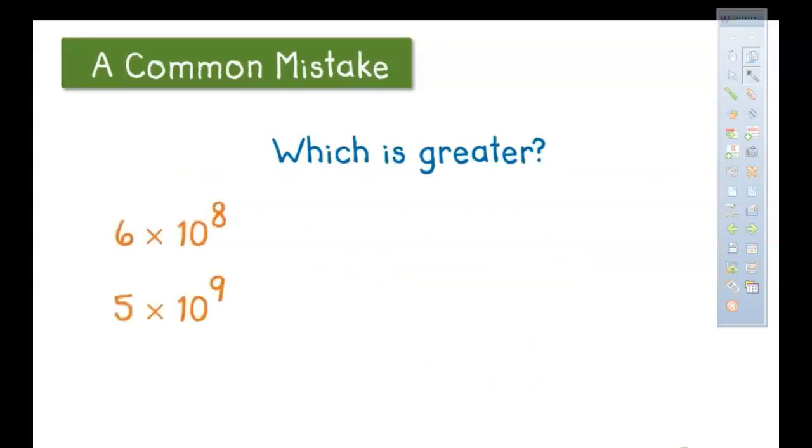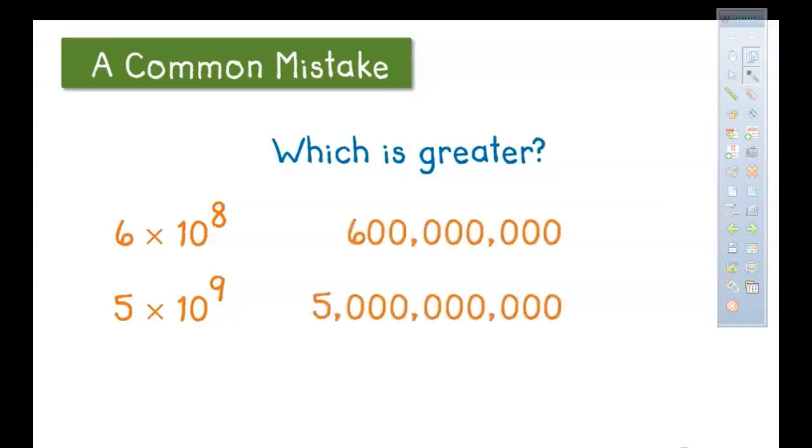A common mistake when working with scientific notation is believing that the larger number at the beginning makes a larger overall number. Even though 6 is larger than 5, 5 times 10 to the 9th is clearly larger than 6 times 10 to the 8th. Actually, it's the power of 10 that determines which number is larger, not the number at the beginning.